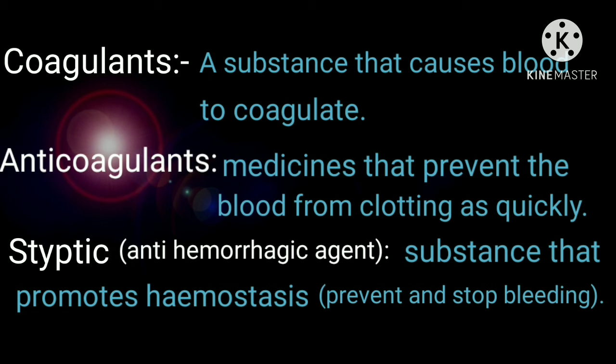Coagulants are substances that cause blood to coagulate. Anticoagulants are medicines that prevent the blood from clotting as quickly. Styptics are substances that promote hemostasis, that is prevent and stop bleeding, also called anti-hemorrhagic agents.